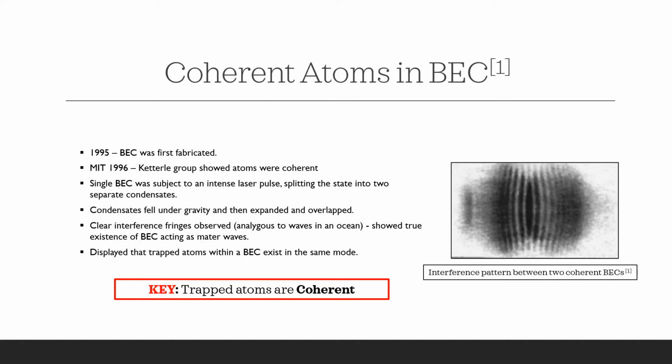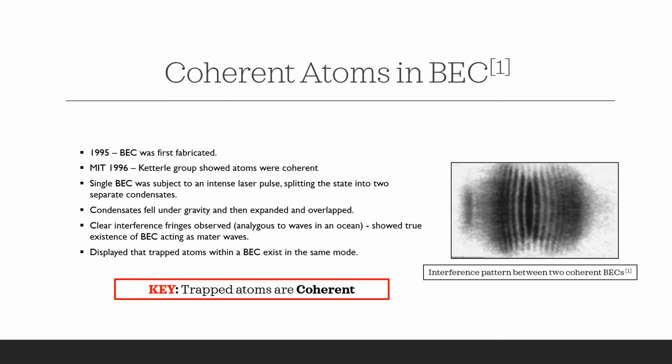So how they did this is they took a Bose-Einstein condensate and subjected it to an intense pulse of radiation causing the state to split into two. The trap was then turned off and the states fell under gravity, before expanding and overlapping. At this point, the group observed a clear constructive and destructive interference pattern. Now, this is representative of two coherent waves interacting, as if the waves are incoherent, they'll be a muddled mess.